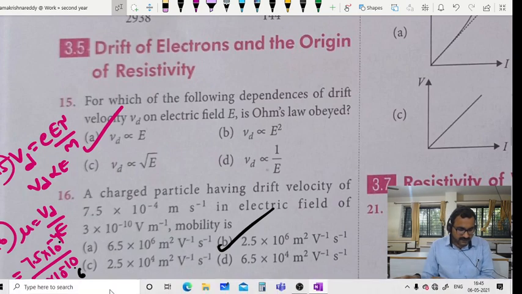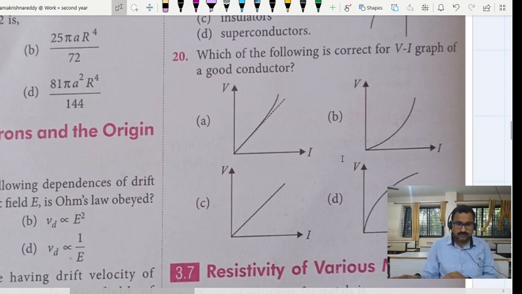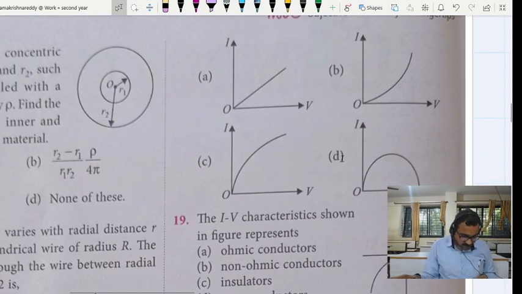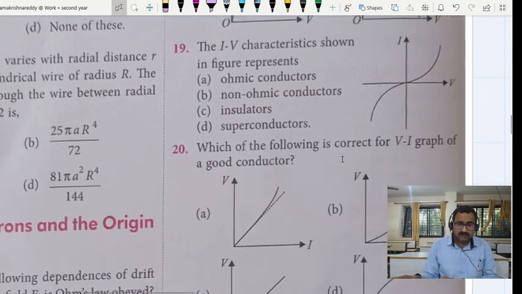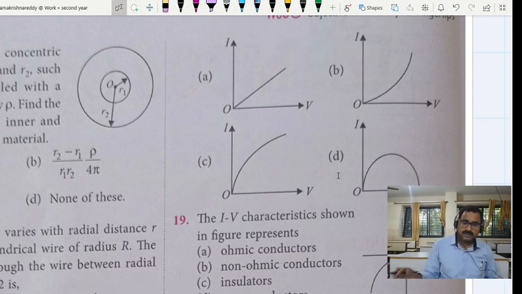Next, question number 18. This was already discussed with you. Look at the good conductors given here. What is the relation for good conductors? V is directly proportional to I only. It will be satisfied for good conductors.